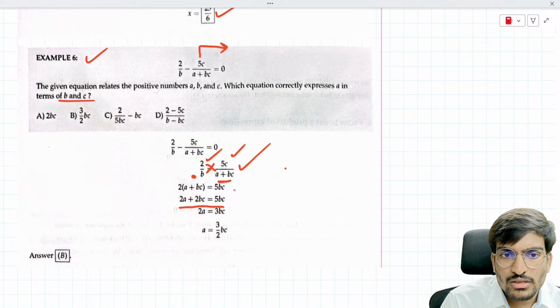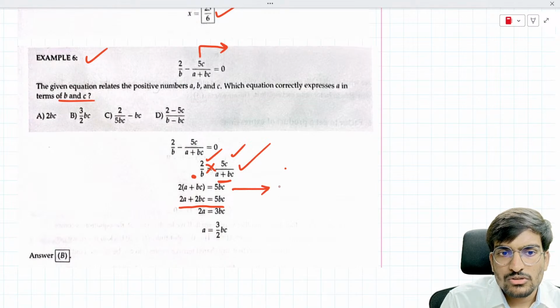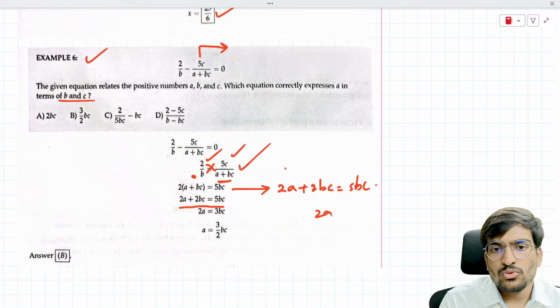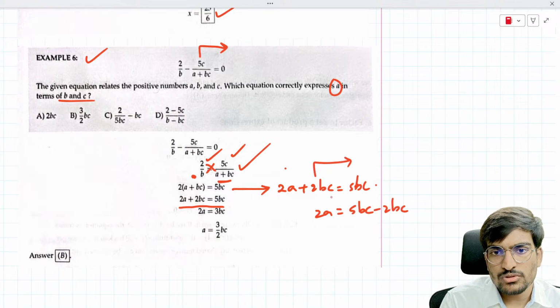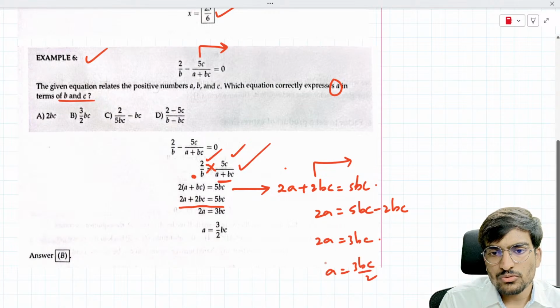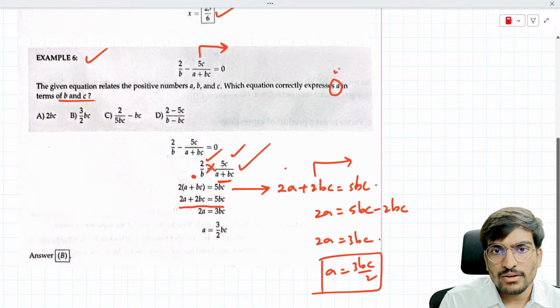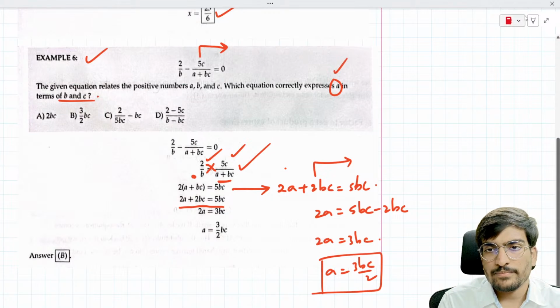So from here, I'll just try to solve. You get 2 into a, 2a, plus 2 into bc, 2bc, that equals 5bc. So 2a, what do we need at the end? We need a in terms of bc. So 2a equals 5bc minus 2bc. I just transpose this. So now 2a equals 3bc. A equals 3bc by 2. That's what we need to find, the value of A in terms of BC.